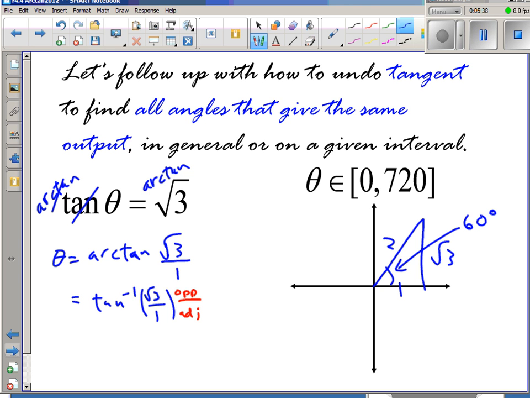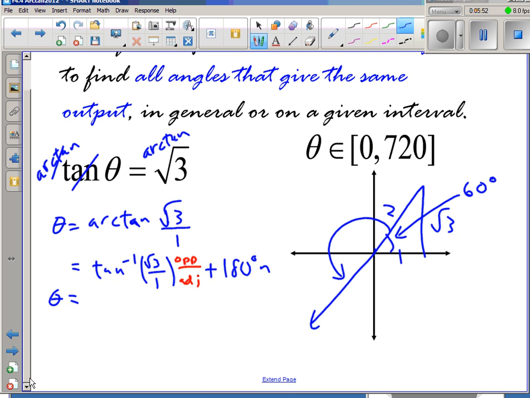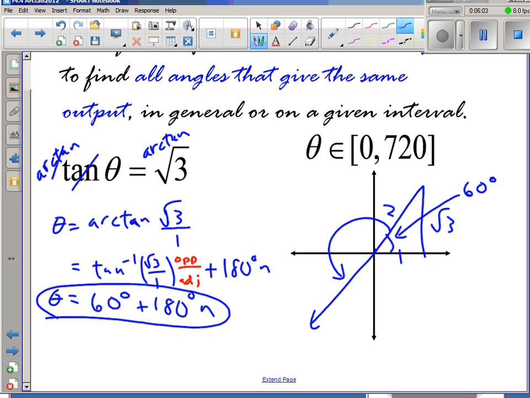Okay. Well, it's also positive 180 degrees further along. That'll get taken into account with a plus 180n. So our general answer for tangent of theta that equals root 3 is inverse tan of root 3 over 1, which we figured was 60, plus 180n. If we keep adding 180 or subtracting 180, we'll get all answers. We want just the values from 0 to 720.